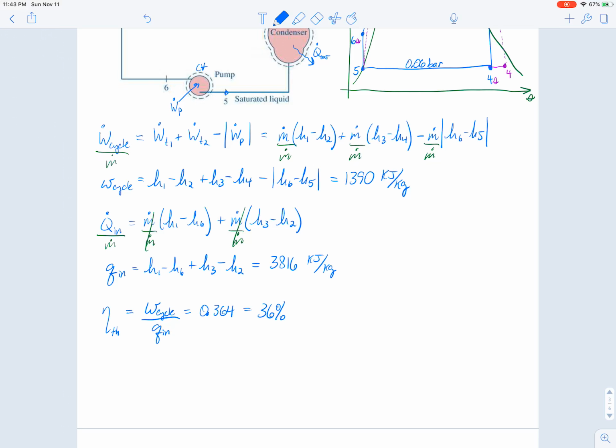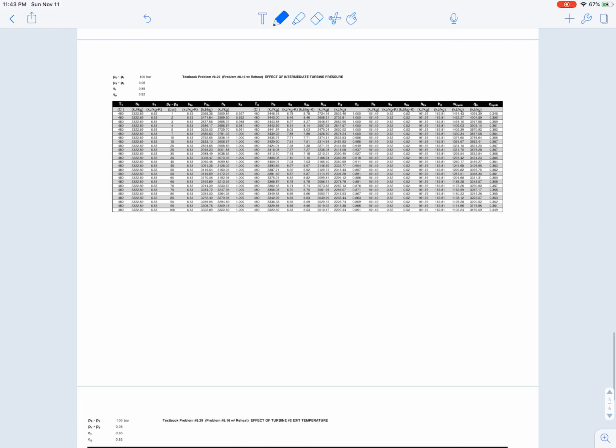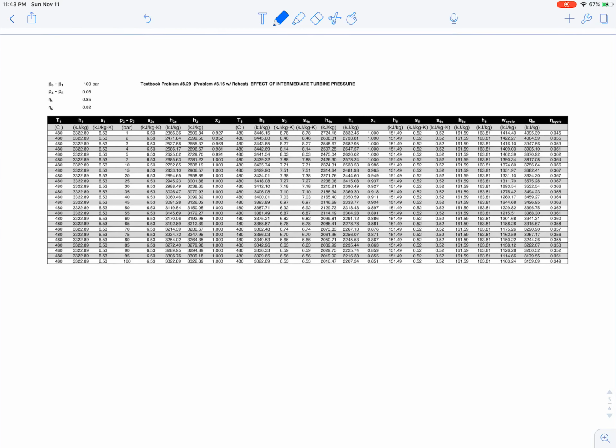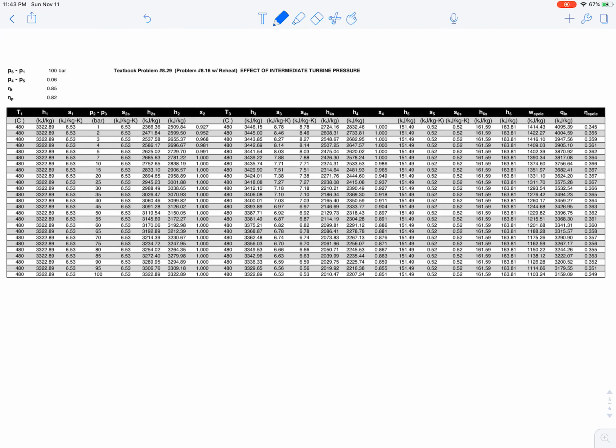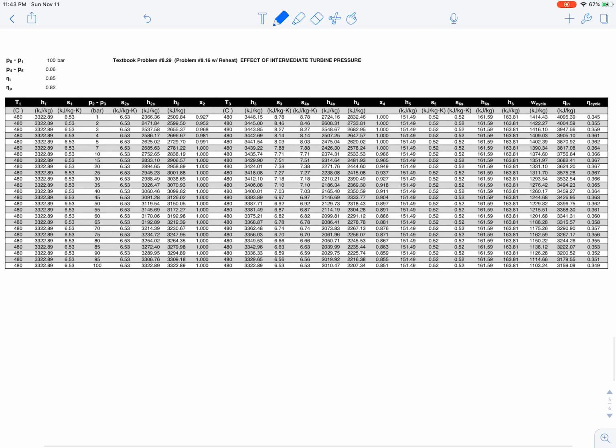Let's delve further into the model and look at some trade-off studies to better understand what's going on here. You can download a fluid prop file from the course website. I'm going to scroll down here. You can see I've got textbook problem. I think this is 830 actually, since it incorporates the isentropic efficiencies of the pump and turbine. And in this example, I'm going to explore the effect of intermediate turbine pressure.